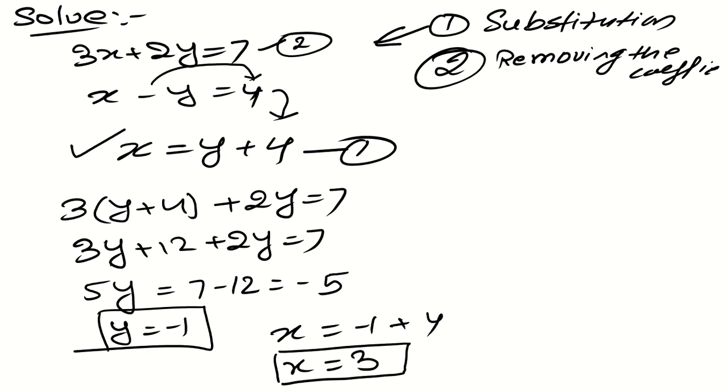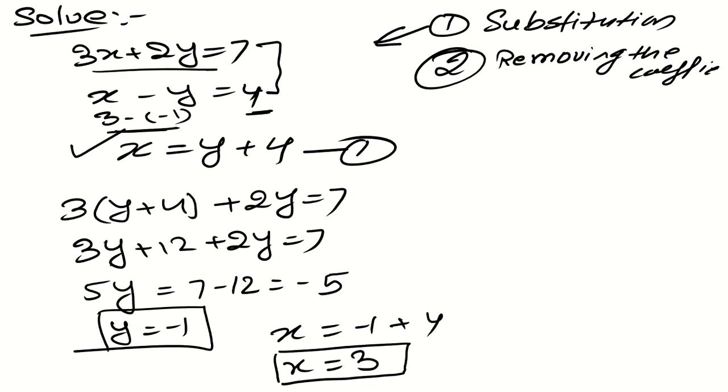Just to make sure that your answer is correct, but only if you have time in the exam, you do this: put the values of x and y in both the equations, and if the left hand side is equal to the right hand side, then your answer is correct. For example, if you put x is equal to 3 and y is equal to minus 1, then 3 minus (minus 1) is 3 plus 1, which is 4. 4 here and 4 here also, and you can check with the other equation also. So this is the method by substitution.